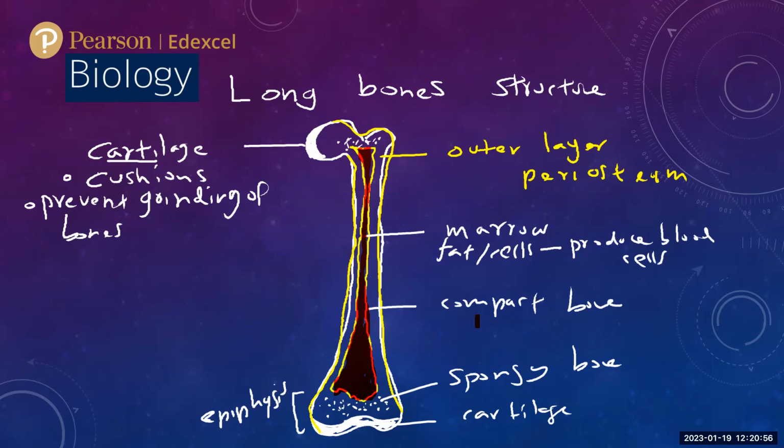All right. So this is the basic structure of a long bone. Inside has this space filled with fat and cells. They're producing the cells of the blood, and outside there is a hard layer called periosteum. And there are two types of bones: compact bone and spongy bone, and the two ends are called epiphyses.